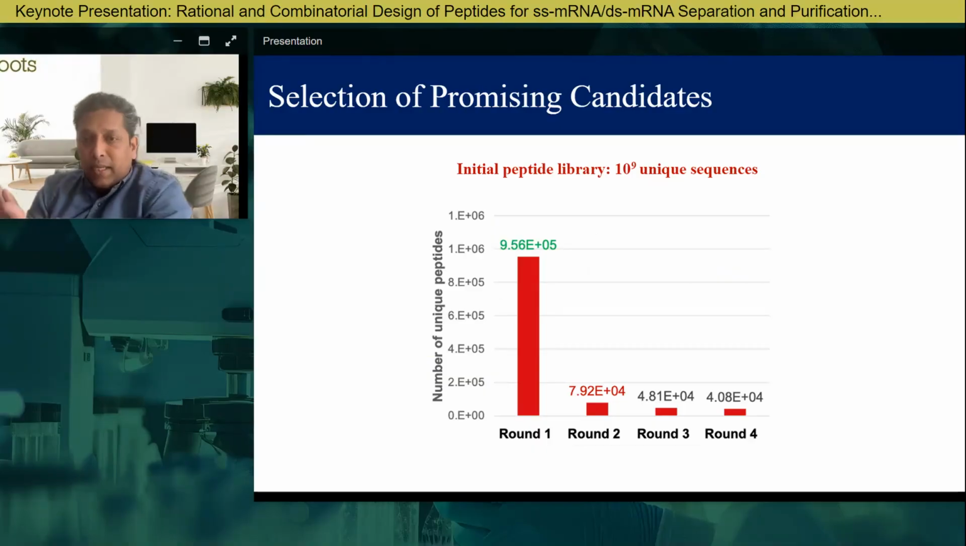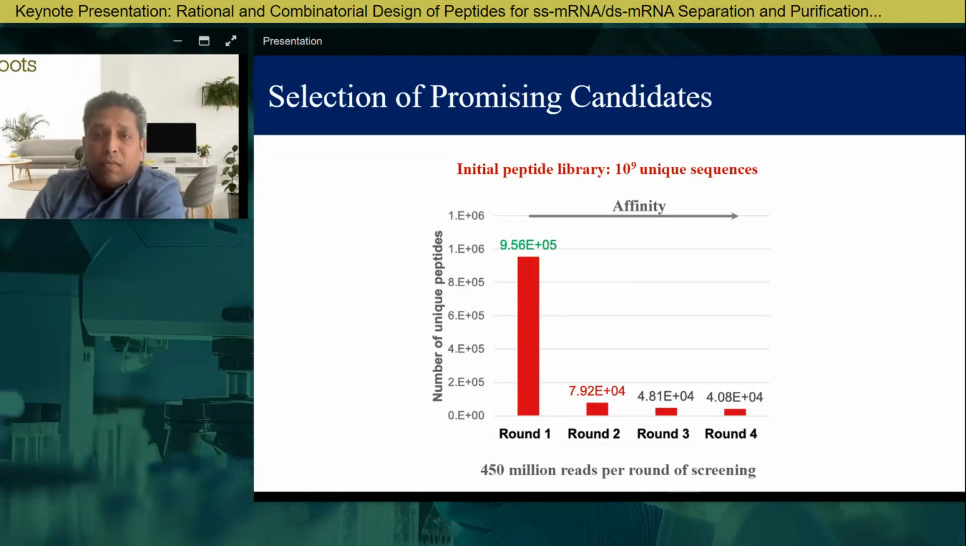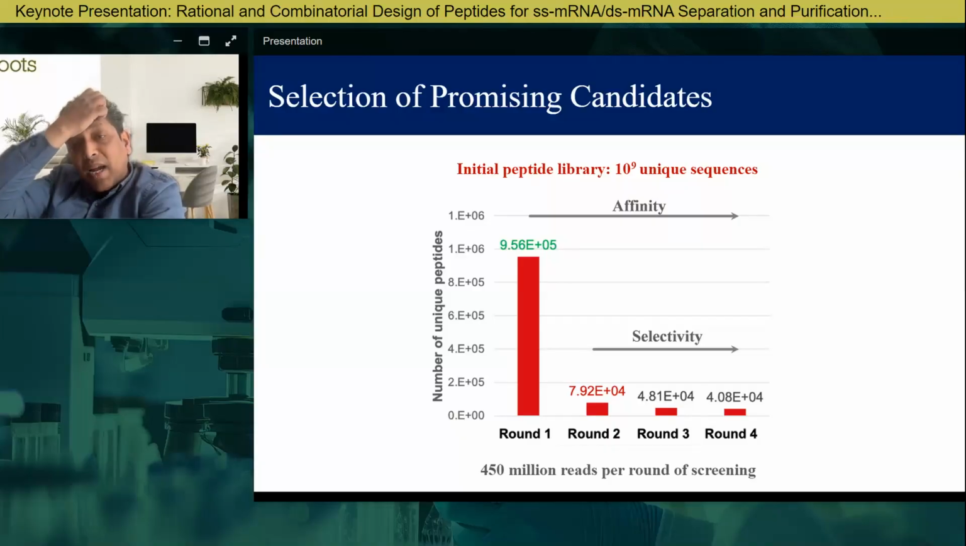So let me tell you, on the x-axis, we have results from different rounds of screening going from round 1 to round 4. If you remember, in round 1, we are screening for affinity, but beginning from round 2, we are also screening for selectivity. So we have both affinity and selectivity built into these different rounds of screening. The y-axis shows you the number of unique peptide sequences that we find in the phage pool that look promising at each round of the screening.